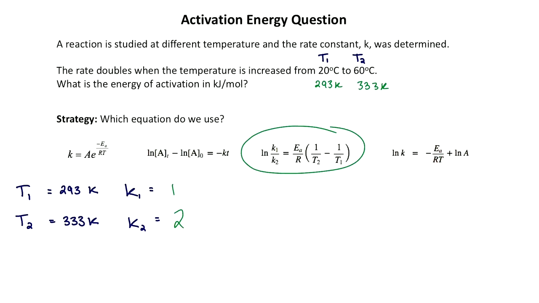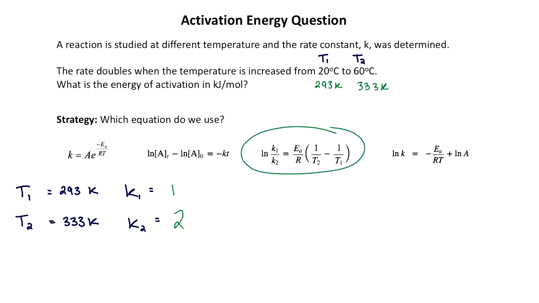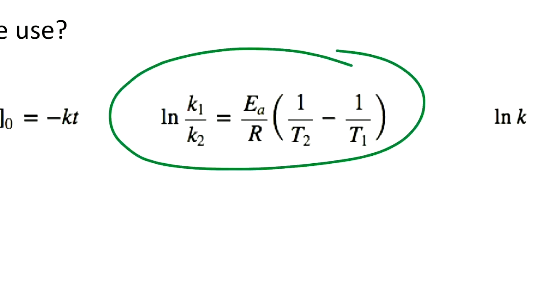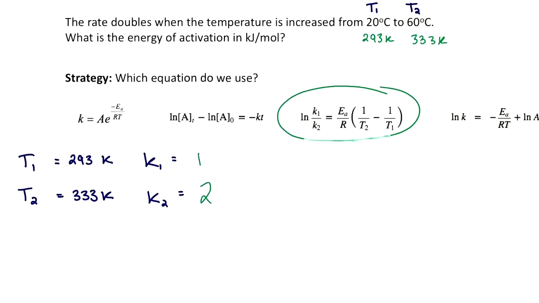Okay, so now at this point it is plug and chug. You just want to make sure everything's in the right unit, everything in its right place. Because if we look closely at this equation, note that it's natural log of K1 over K2. Then we have our activation energy, and in parentheses, it's inverse T2 minus inverse T1. So you just have to be a little bit cognizant of that.